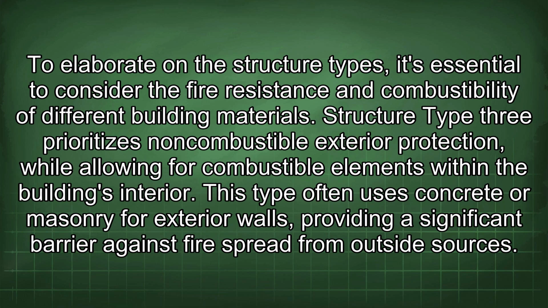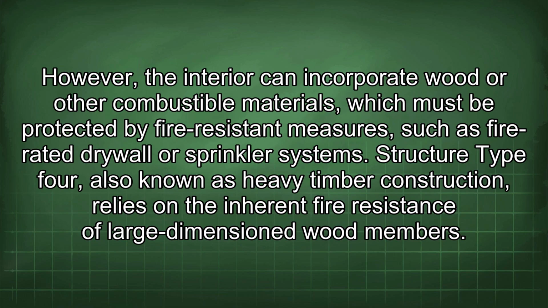To elaborate on the structure types, it's essential to consider the fire resistance and combustibility of different building materials. Structure Type 3 prioritizes non-combustible exterior protection, while allowing for combustible elements within the building's interior. This type often uses concrete or masonry for exterior walls, providing a significant barrier against fire spread from outside sources. However, the interior can incorporate wood or other combustible materials which must be protected by fire-resistant measures such as fire-rated drywall or sprinkler systems.